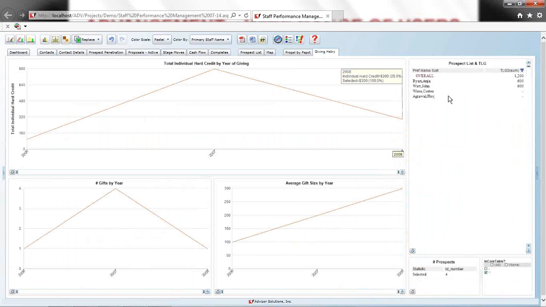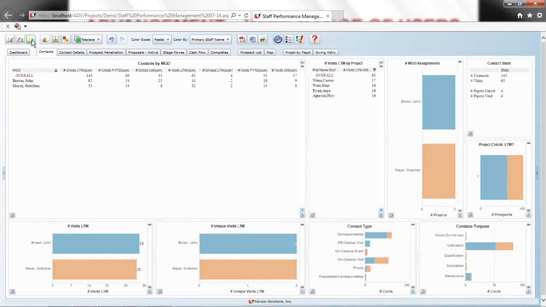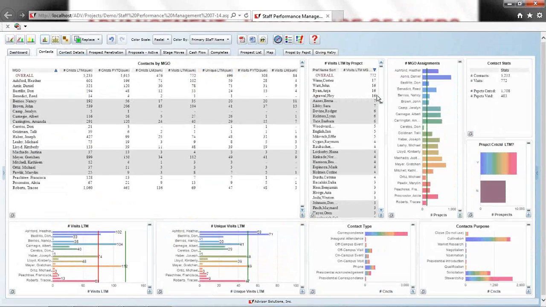So yeah, the 4 prospects have collectively given $1,200, $600 each for those 2, nothing for the others, and it was a while back. So this is certainly going to drive some discussion, and we probably want to figure out why the overload on these 4 prospects.